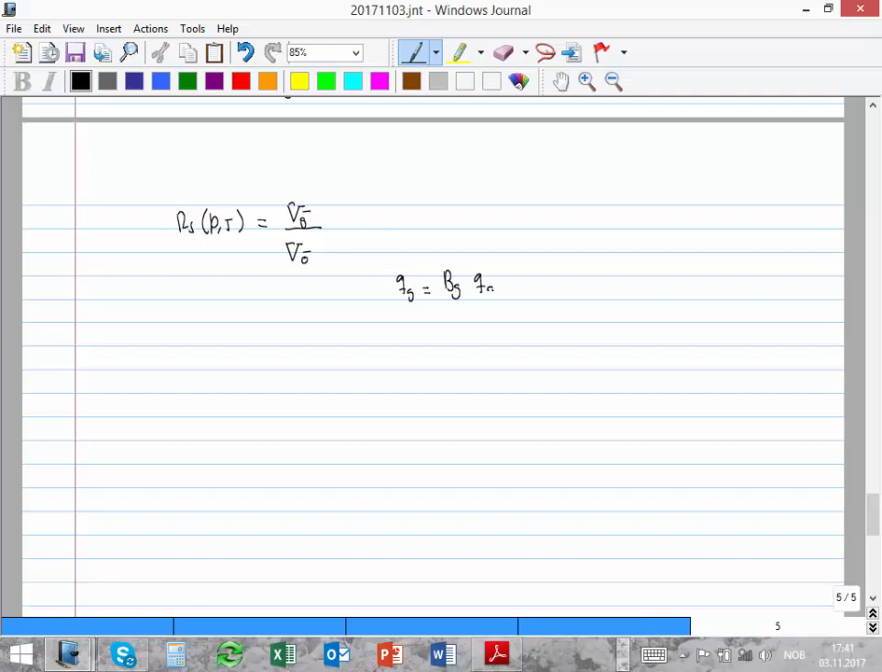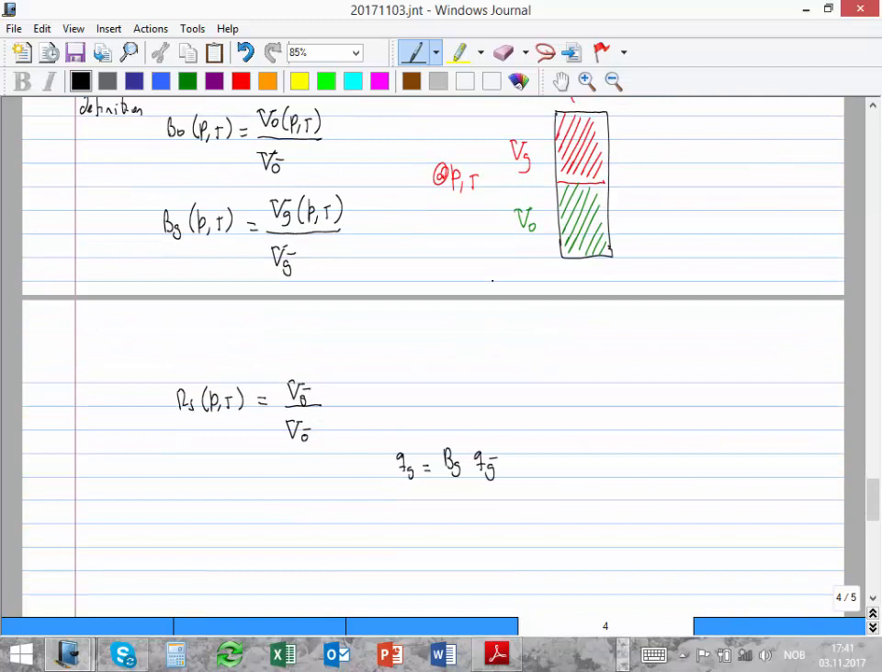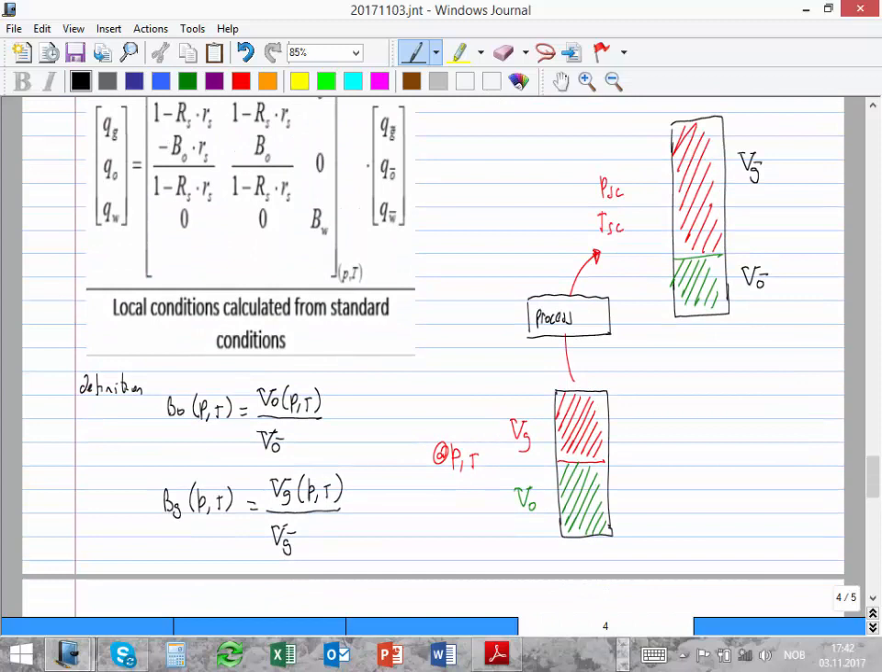qg is equal to Bg times qg, minus Bg times rs times q oil. Yes, this formula for RS is for GOR. It is the amount of gas at standard conditions divided by the amount of oil at standard conditions that you get when you vaporize the mixture.